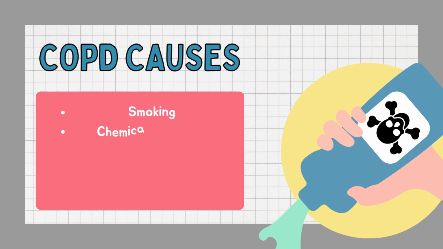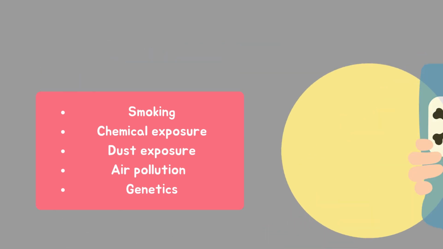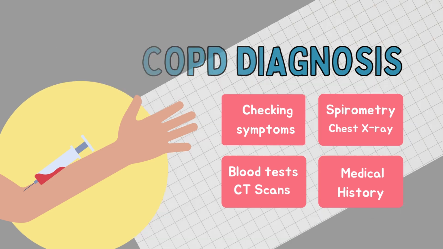Causes of COPD include smoking, alpha 1 antitrypsin deficiency, which is a genetic disorder that can lead to lung damage, secondhand smoke, toxins in the air, and exposure to dust and fumes. How can COPD be diagnosed? By checking the symptoms, spirometry, chest x-ray, the medical history of the patient, blood test, and CT scan.